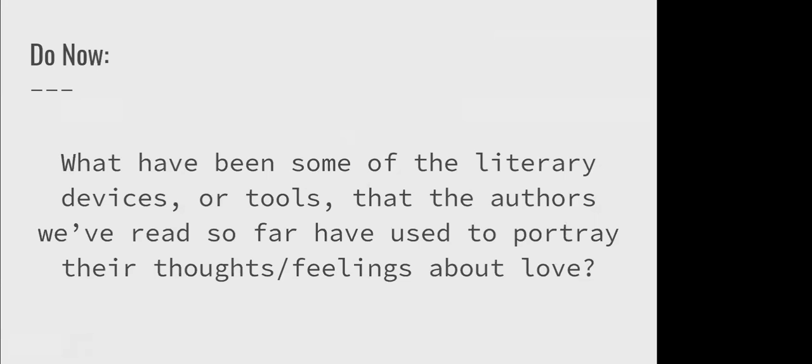And remember, literary devices are things like metaphors, symbolism, descriptive imagery, okay? So if you've been in class and you remember reading our two short stories, The Gift of the Magi and My Life with the Wave, what are some of the literary devices those authors use? If you haven't been in class, think of other stories that you've read, and what are the things the authors use to portray their thoughts and feelings about love in those stories?